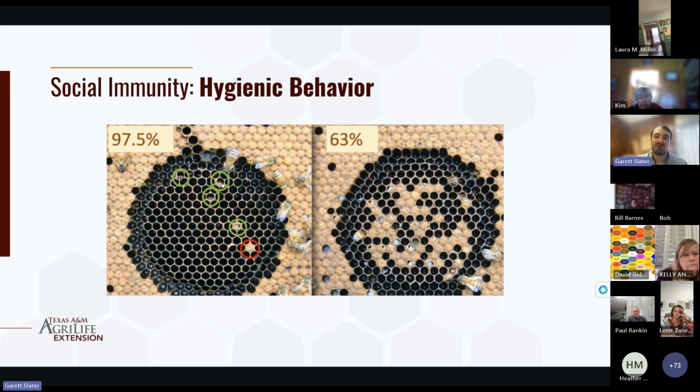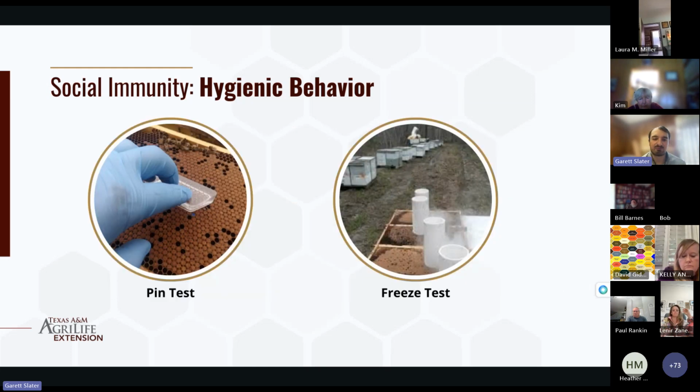So, one way we can test for hygienic behavior is this pin test. These have really small pins on them, and you push them into the brood, and it kills all the brood underneath those cells. Then you come back 24 hours later and see how many of those dead brood are removed. This is really practical for most beekeepers. It's really cheap, easy to find, and easy to use to see if your colonies are hygienic or not. Now, you're probably buying queens, but it could be a good way to see if the queens you're buying are hygienic or not, and maybe find a queen producer who is actually breeding hygienic queens.